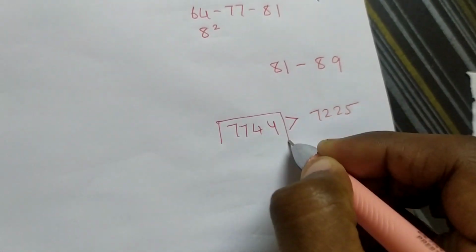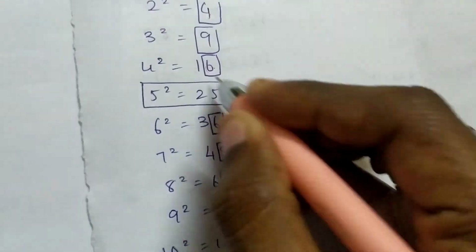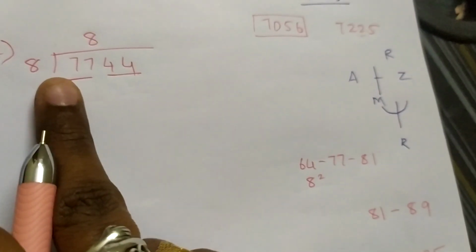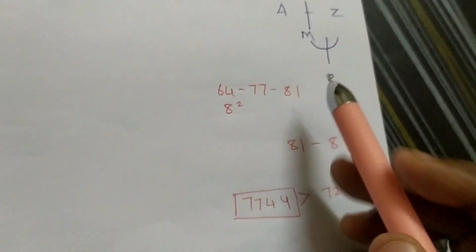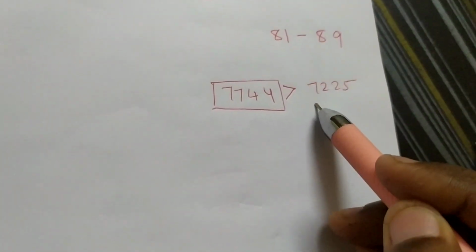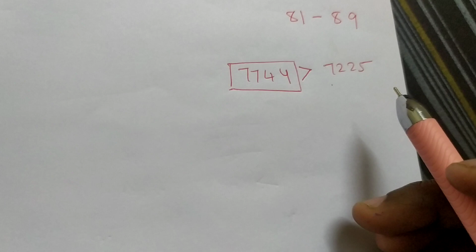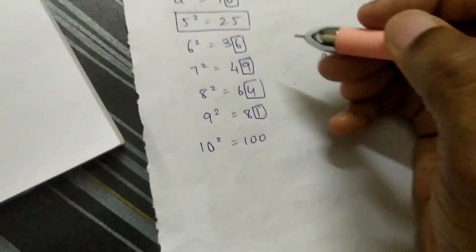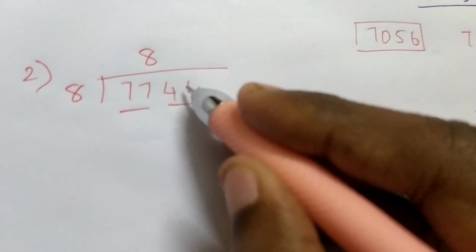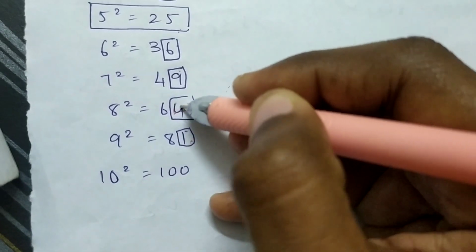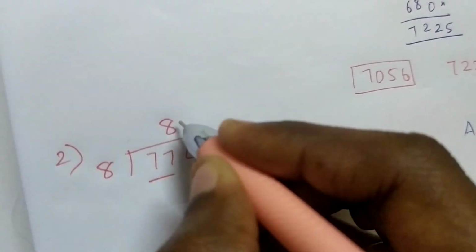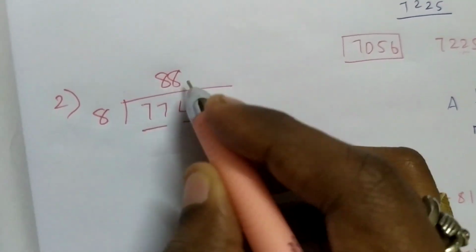So you have to consider a number which is greater than 85, that is greater than this 5 square. The ending digit is 4, right? So for the ending digit 4 you will get 8 square. So you have to put 8. So the square root of 7744 is 88.